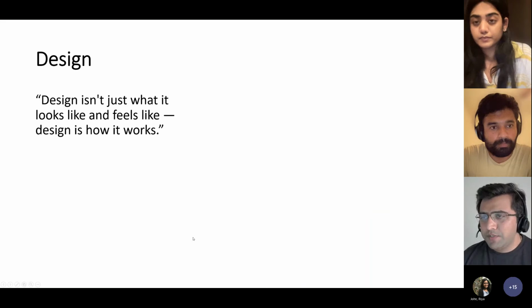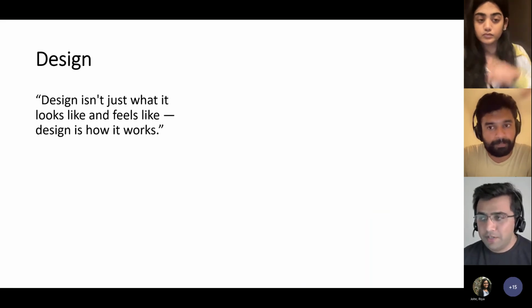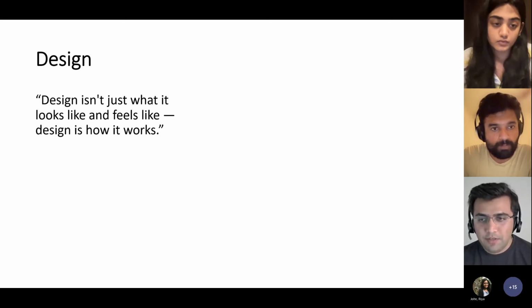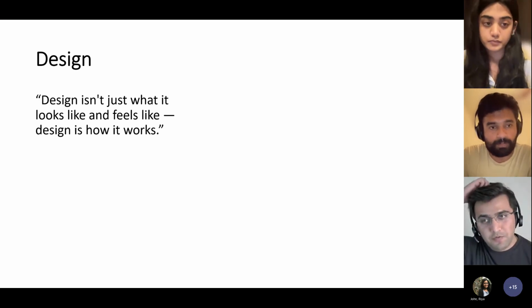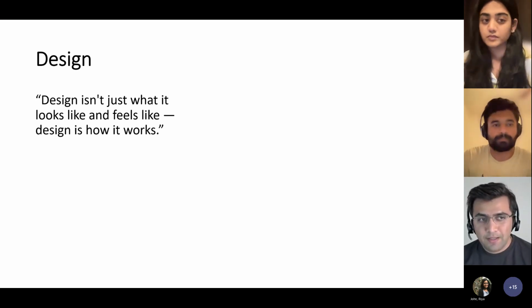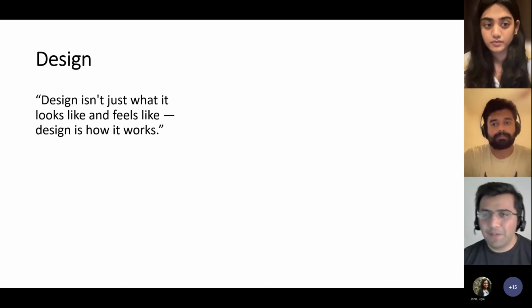Next, let's talk about design. And let's talk about this quote. Design isn't just what it looks like and feels like. Design is how it works. If anyone has to make a guess, who would this be? Tim Cook. I missed that. What was that? It's Steve Jobs, right? Yes, it is.